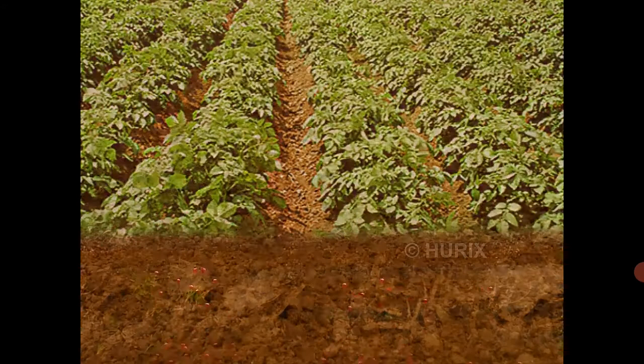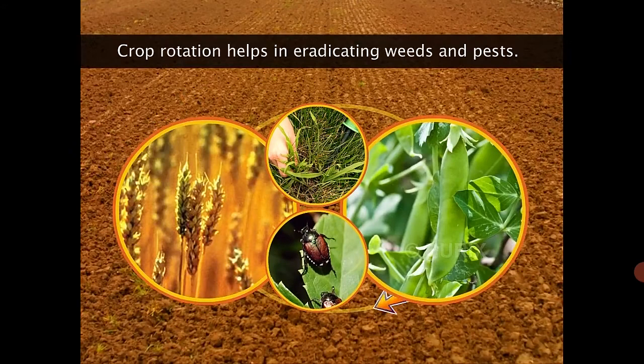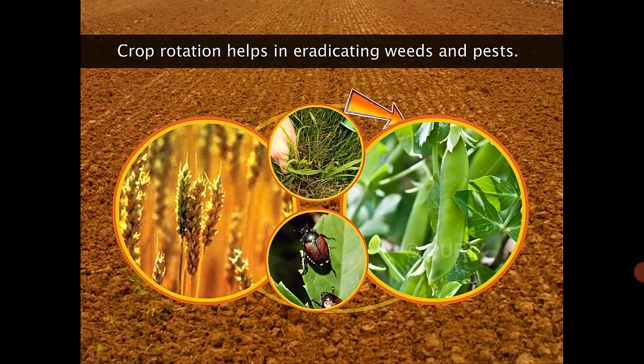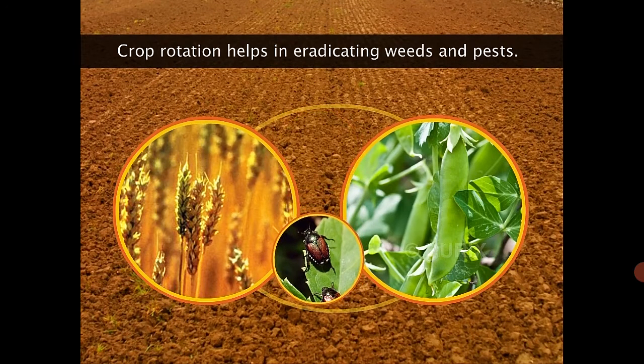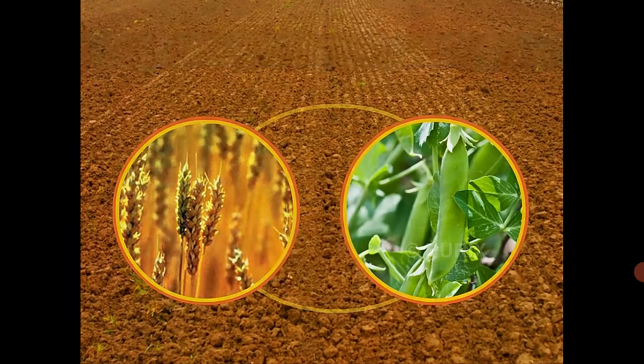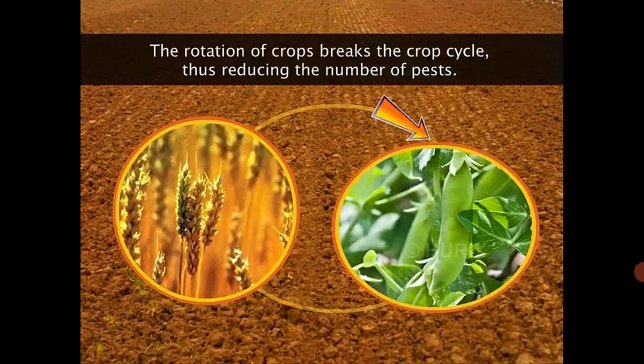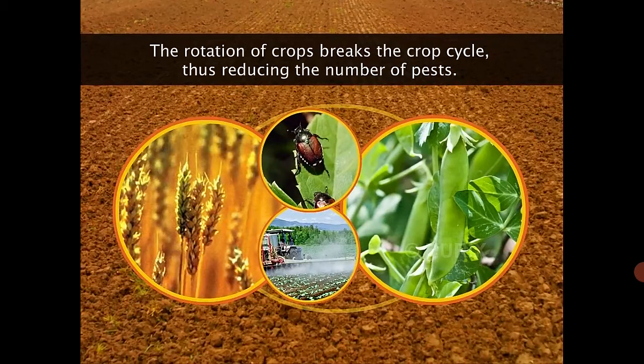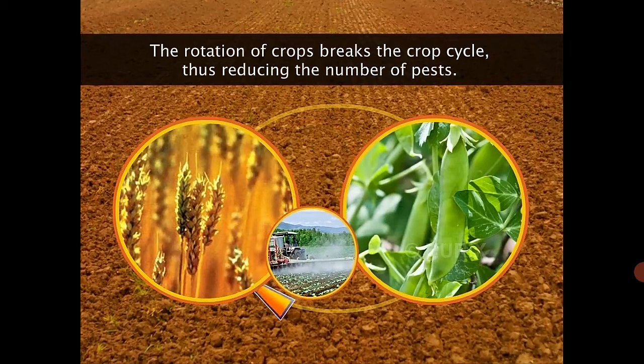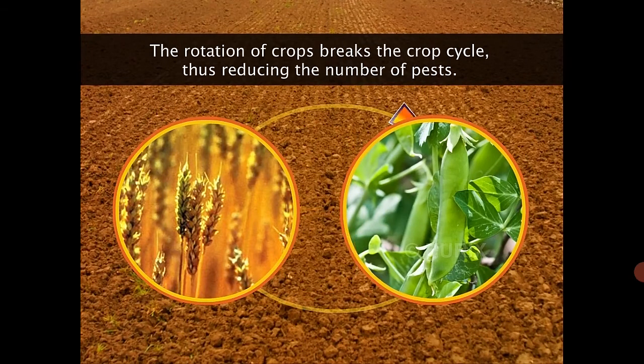Crop rotation also helps in reducing the growth of weeds and pests. Weeds and pests are crop-specific. The rotation of crops breaks the crop cycle, reducing the number of pests, which in turn reduces the need for pesticides.